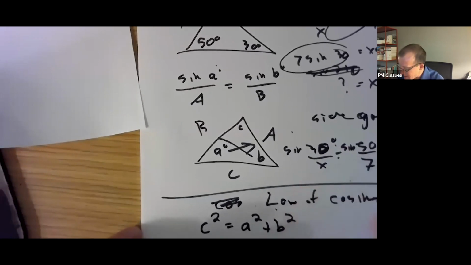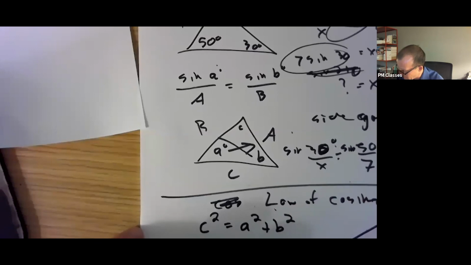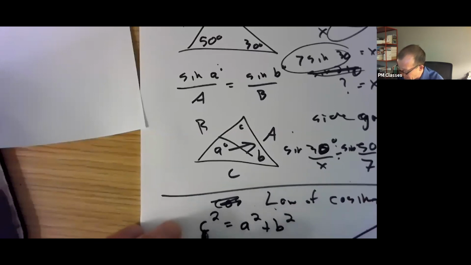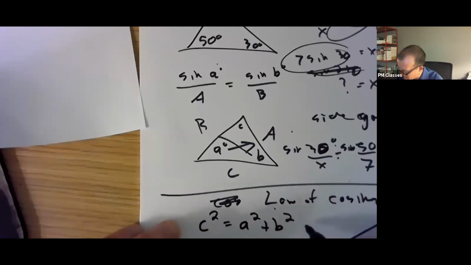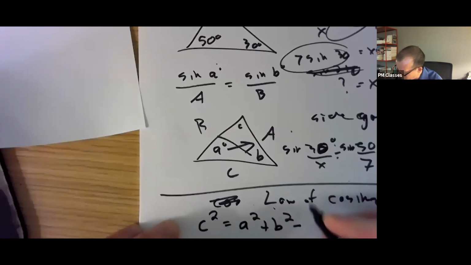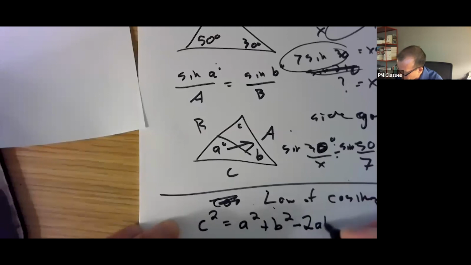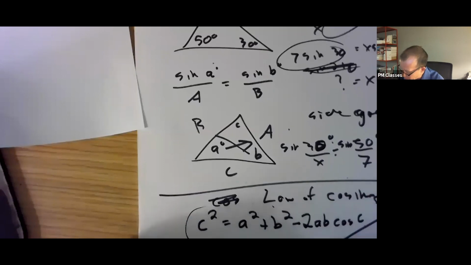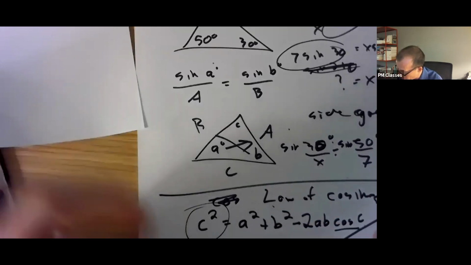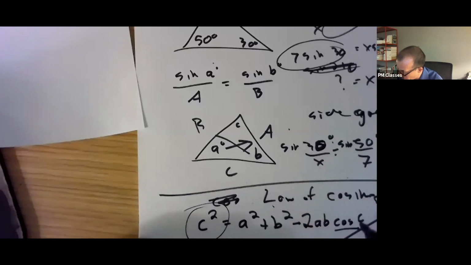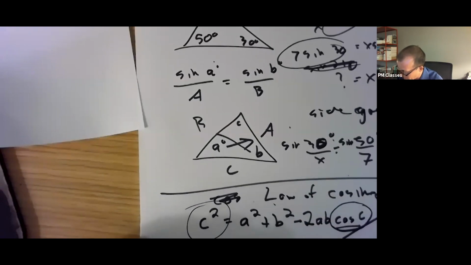So basically, this is for non-right triangles as well. And it's a version of the Pythagorean theorem, c squared equals a squared plus b squared, and I did that on purpose to give myself a little space, minus 2ab cosine of C. Here's what matters. Whatever side I choose to put there must be the side that goes with that angle. I mentioned that for the sines as well.